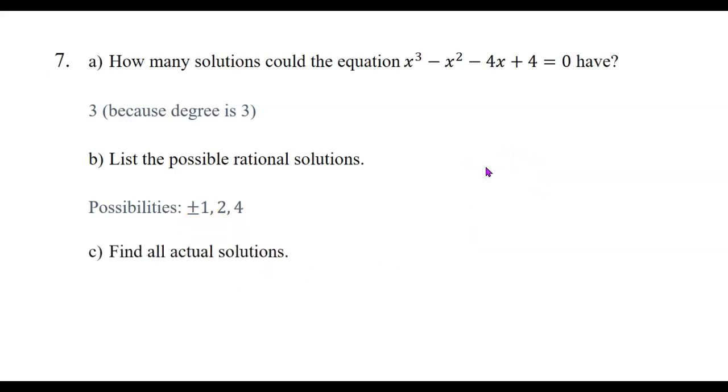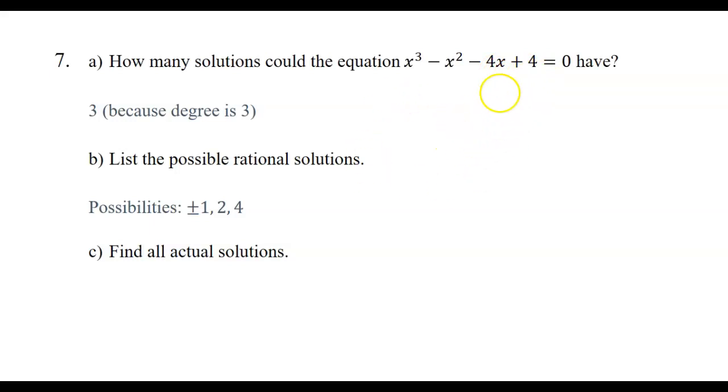Now let's actually find the actual solutions. There are different ways we can do this. One possibility would be just trial and error. We could pick numbers on this list, plug them in for x, see if we get this to come out equal to 0, and if we can find 3 solutions, 3 numbers that make this work, we'll have all the solutions. For example, if I plug in 1 for x, 1 minus 1 minus 4 plus 4 does equal 0. So 1 is a solution.